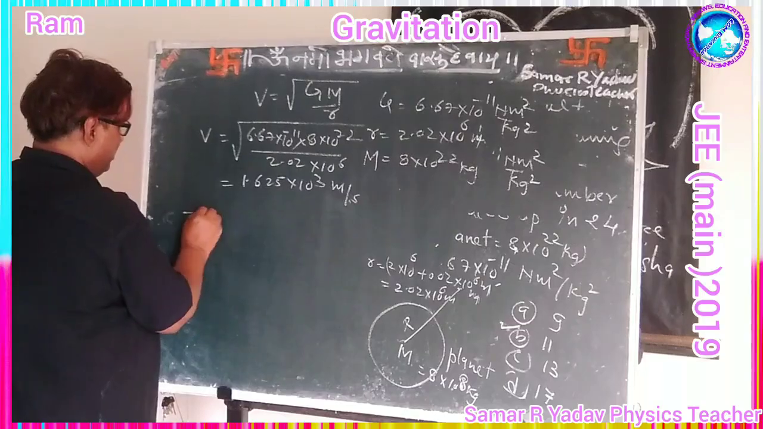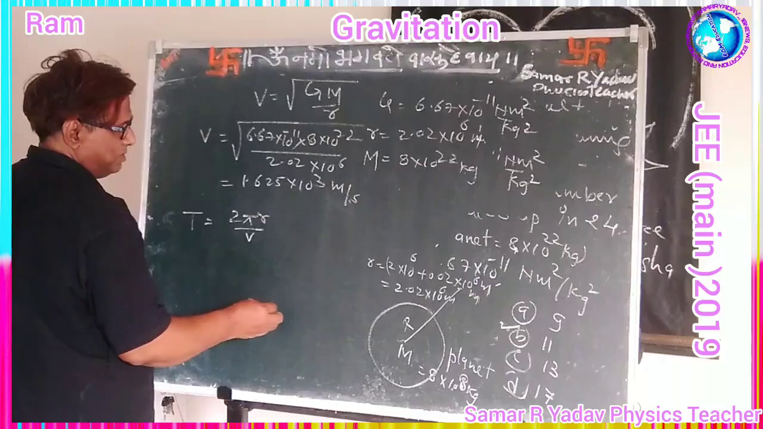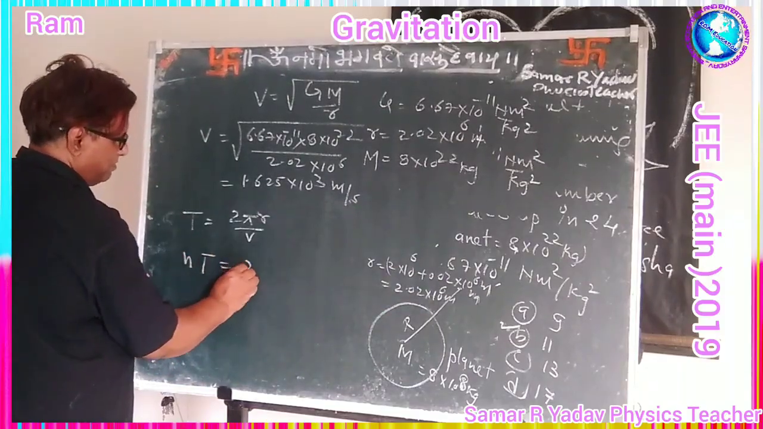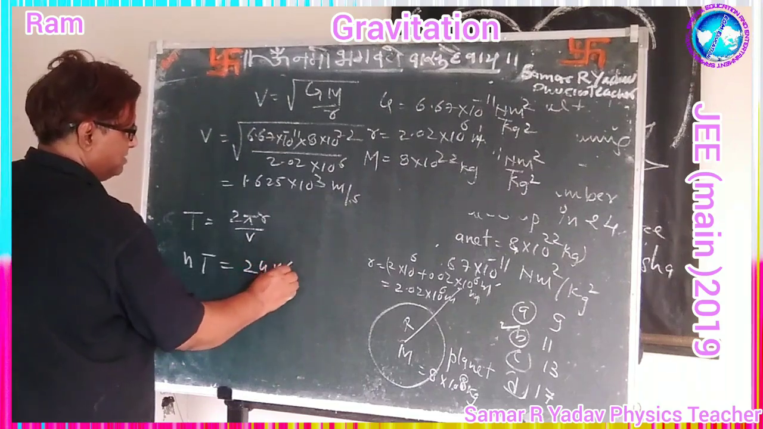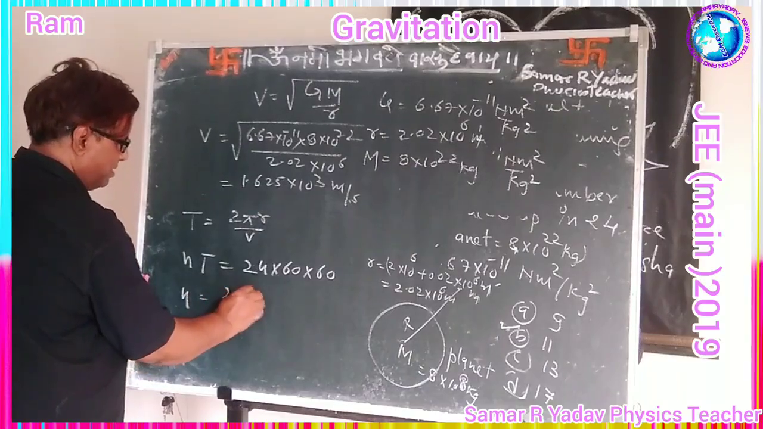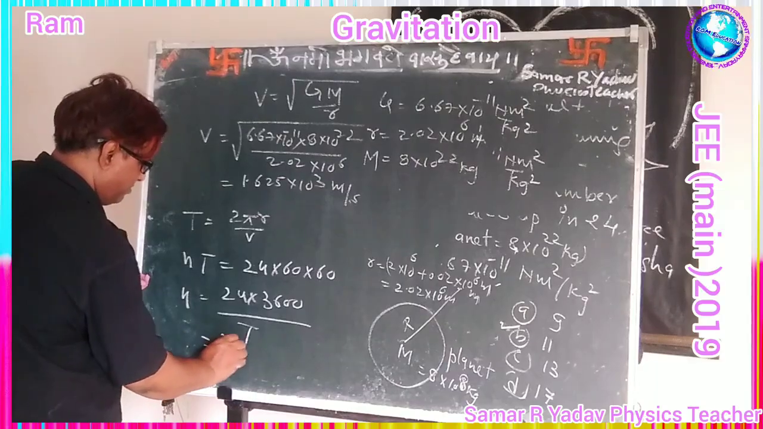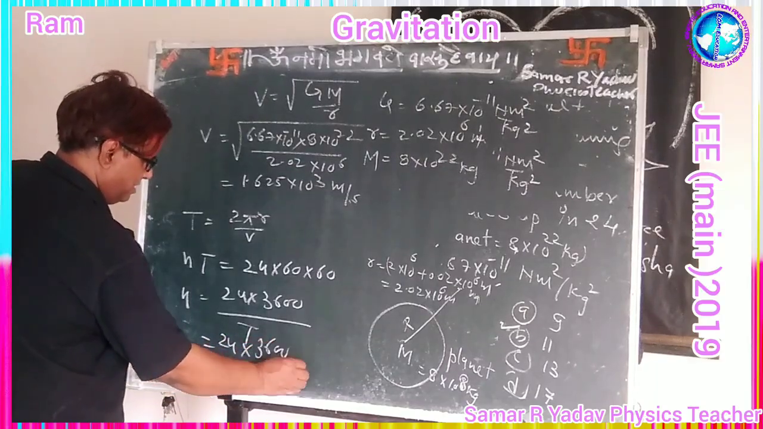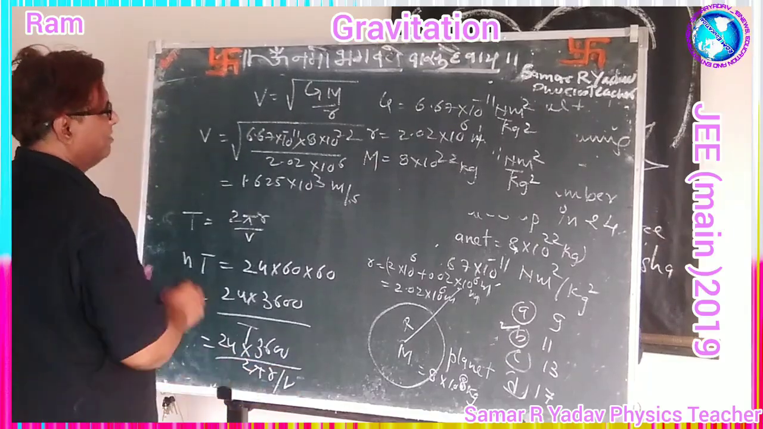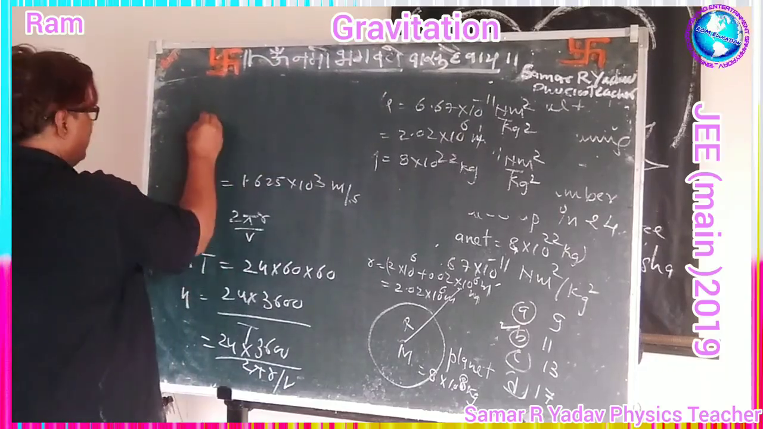We also know that the time period of revolution T is equal to 2 pi R upon V. Suppose the spaceship executes n number of revolutions in 24 hours, which means 24 into 60 into 60 seconds. So we get n is equal to 24 into 3600 divided by T, which is 2 pi R upon V. Now we have to simplify.